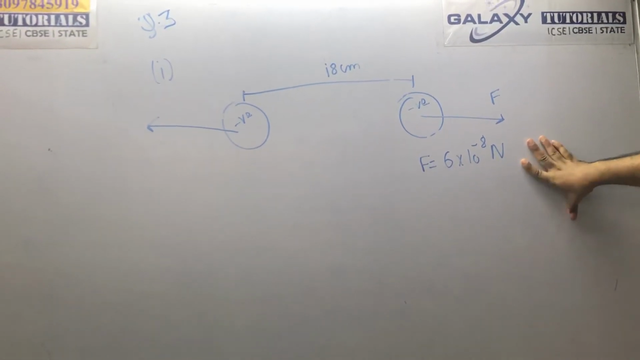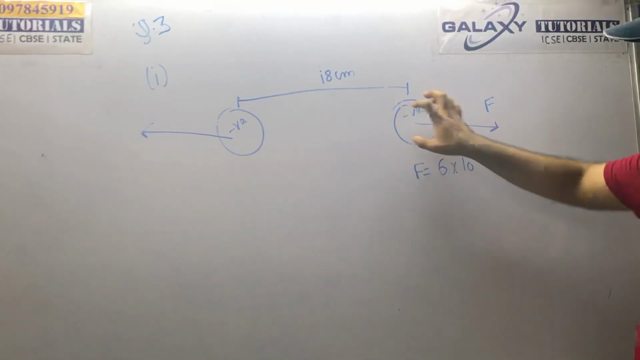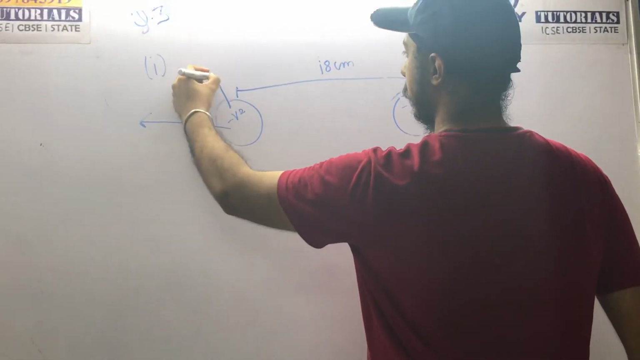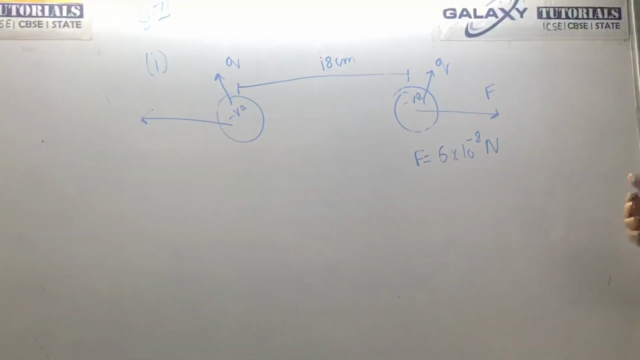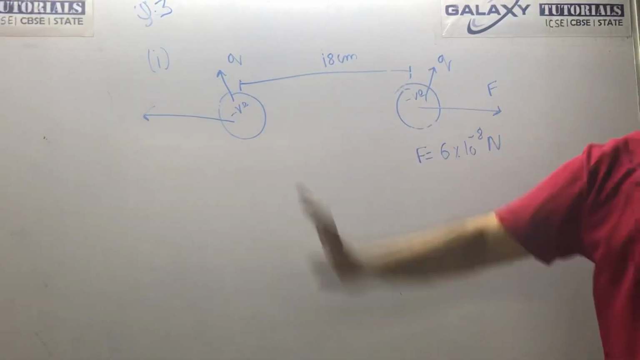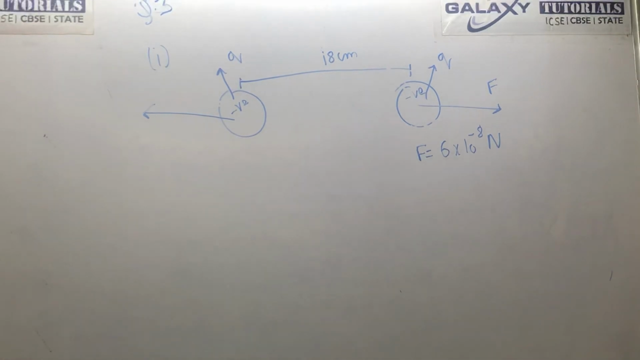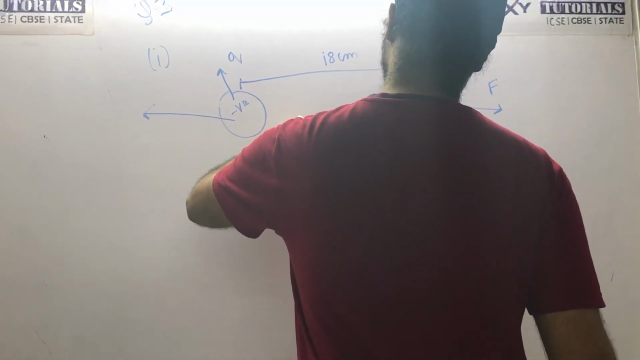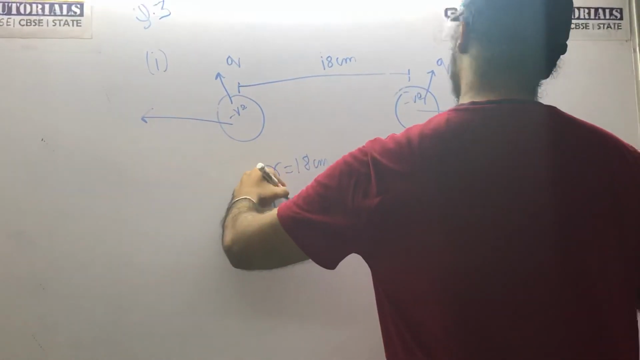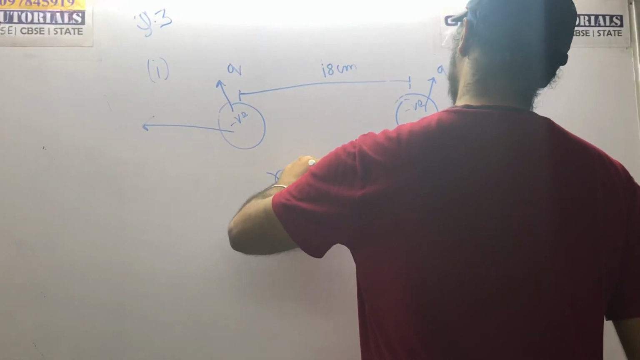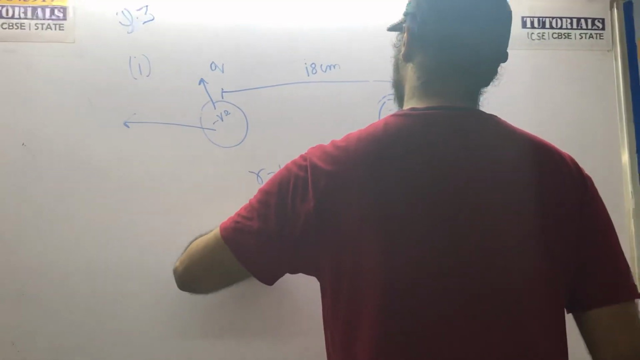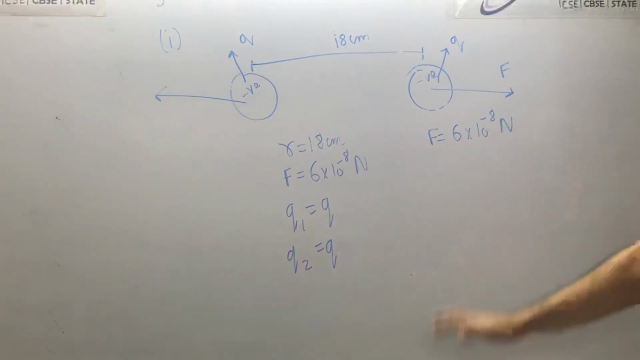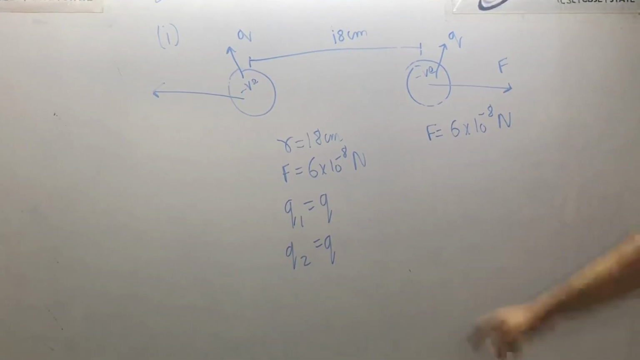So what I have to find is the value of the charge. This will have some charge Q and this will have some charge q. Since both of them are repelling each other, but we don't know the value of the charges yet. So the given things are r is equal to 18 centimeter, F is equal to 6 into 10 raised to the power minus 8 Newton, Q1 is equal to Q, Q2 is equal to Q. We have to find this value of Q.